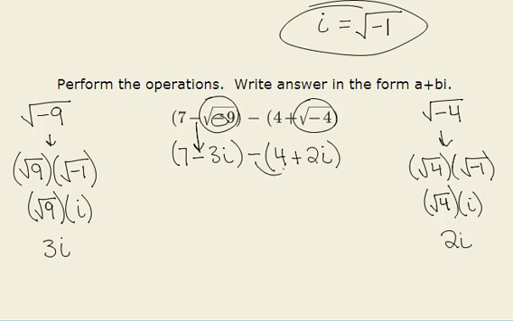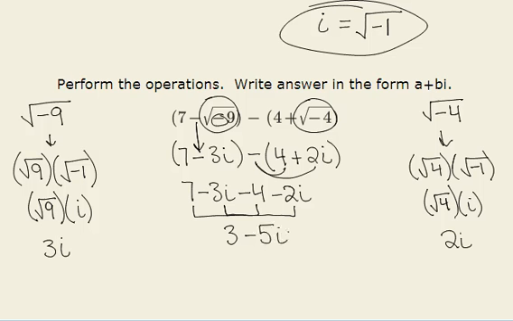First thing I'm going to do is distribute this negative sign. So we have 7 minus 3i minus 4 minus 2i. And then we're going to combine like terms. So we've got 7 minus 4 gives us 3, and then negative 3i minus another 2i will give us minus 5i.